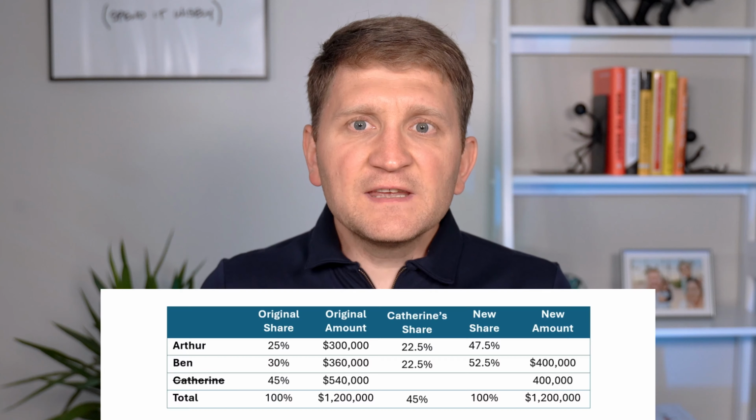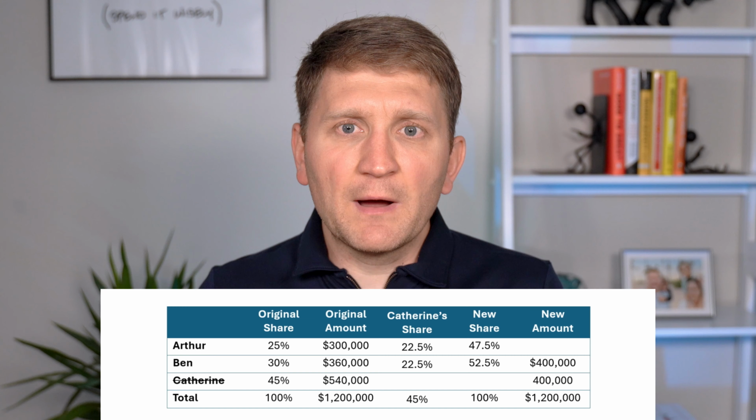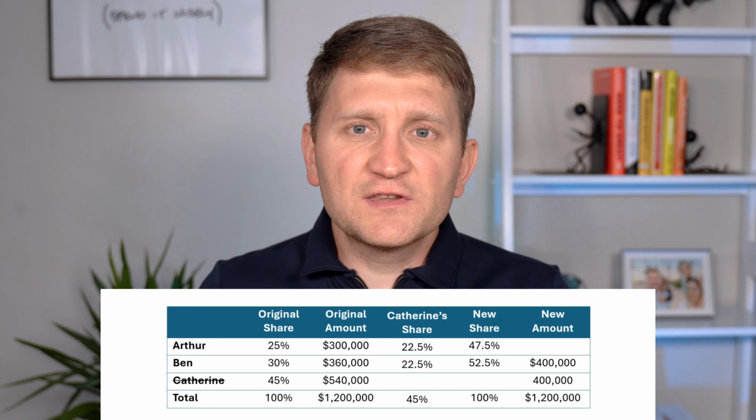Let's assume that it was Julia's desire to divide her estate disproportionately among her children in the following proportions: 25% to Arthur, 30% to Ben, and 45% to Catherine. In this scenario, the equal distribution formula would split Catherine's share equally among the surviving children, giving each 22.5% of Catherine's share. The issue with this method is that it treats all children the same, regardless of their original shares. This might not align with Julia's intentions and could be unfair to those who wanted to receive more.